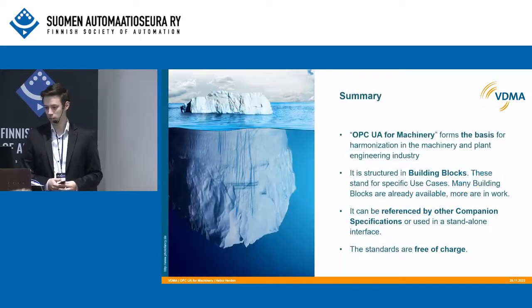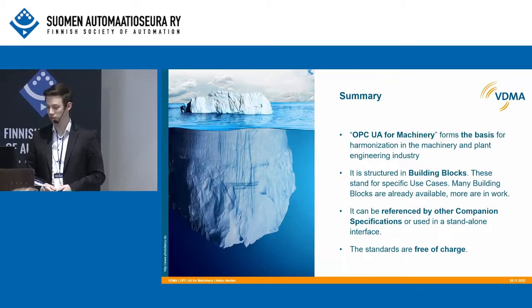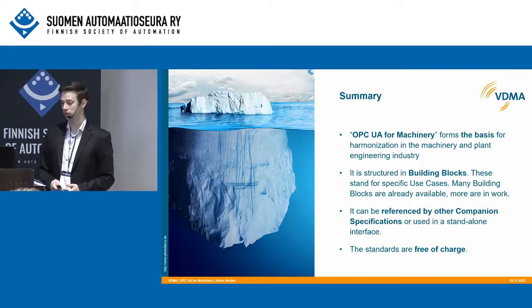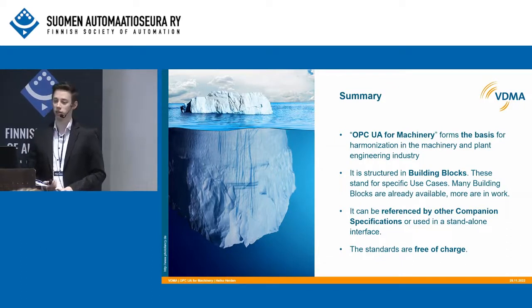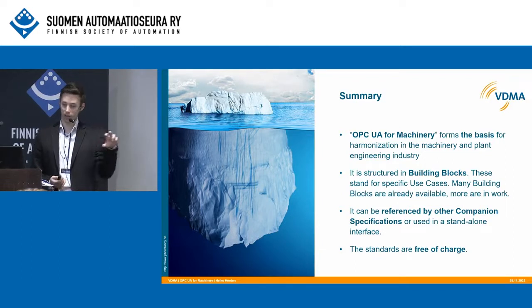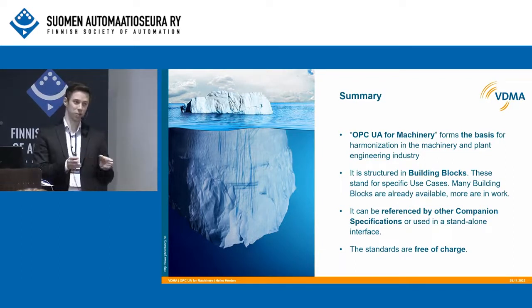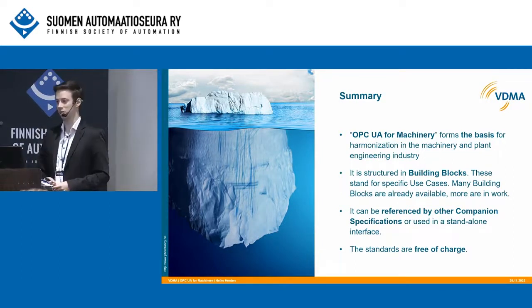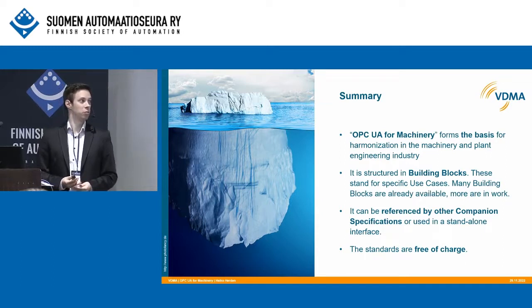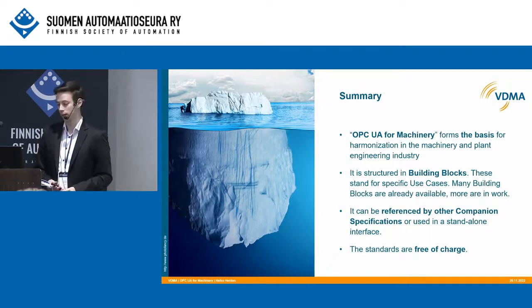So this was my presentation. One more summary here, so that you know, okay, OPC UA for Machinery forms the basis for harmonization in the machinery and plant engineering industry. It is structured in building blocks, so you can use only some building blocks or all building blocks, whatever you need. Each building block stands for a use case, and many building blocks are already available, and it will be more in the future. And yeah, like I said, it can be referenced by other companion specifications or used as a standalone model.